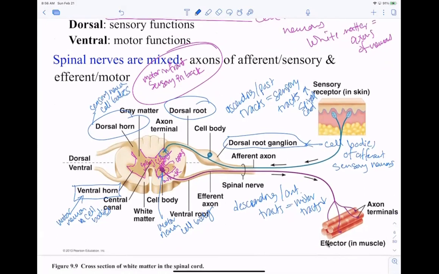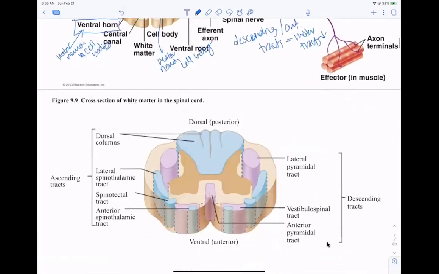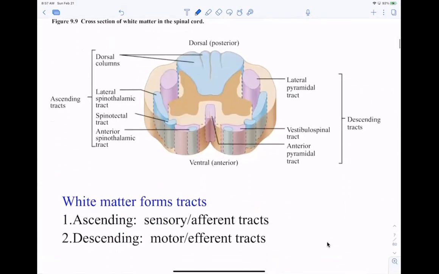So understand ventral and dorsal as it pertains to motor and sensory, and the axons and the cell bodies are in the gray matter and the tracks are in the white matter. So that's kind of what this is going through. So this is showing you the white matter tracks, again, ascending tracks, those are going to be sensory, right? They're coming in. So sensory tracks are bringing sensory information into your brain.